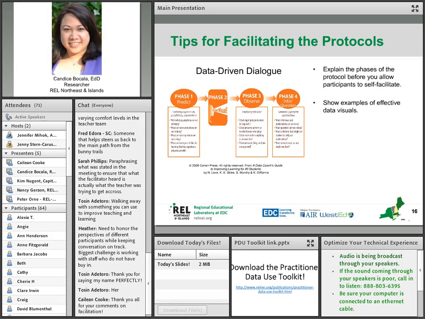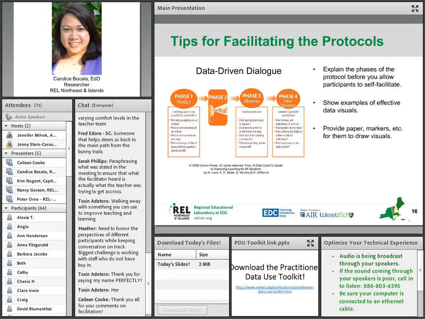In phase 2, which is go visual, we found it helpful to show examples of effective data visuals. And this is also something that we don't do enough of in education. We have a lot of data that's available in tables or numeric form, but we don't translate those tables or numbers into visuals like charts and graphs that really tell the story in a short amount of time. So we don't encourage skipping over phase 2.